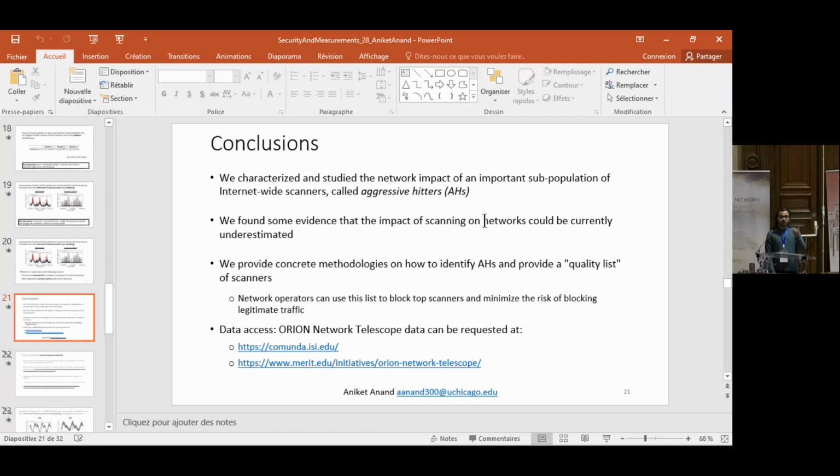Yeah. So we do provide the profile of number of packets sent on the different ports in our paper. I don't have the results in the slides at the moment, but we do provide the top ports that are targeted by these aggressive hitters. We do provide the tools that are used by these aggressive hitters, like ZMap or MassScan or any other tool. So we have those details in our paper.